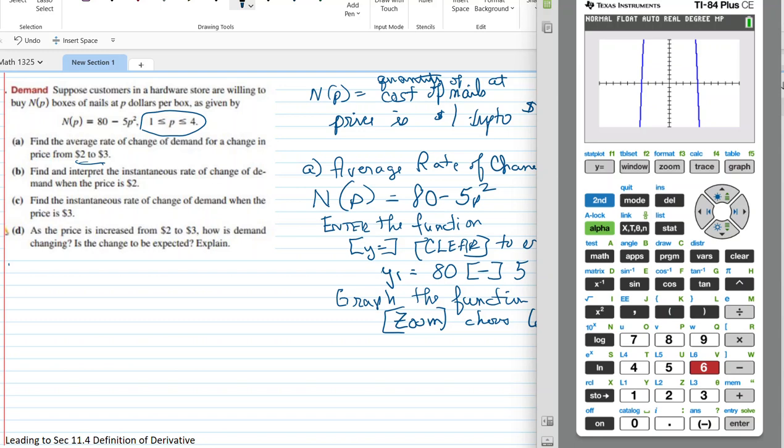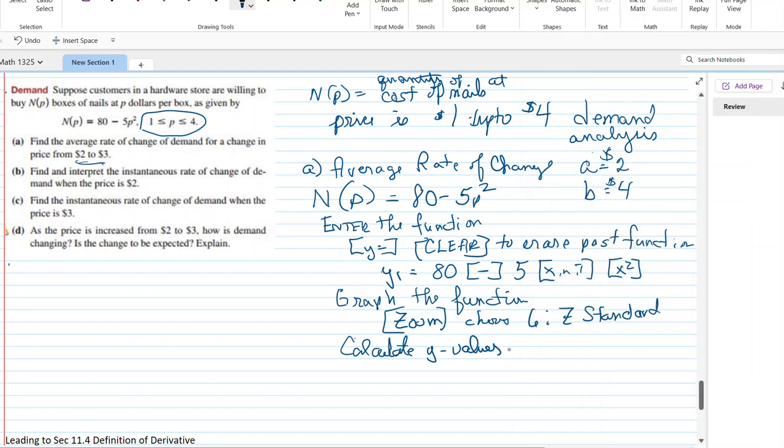Now, we could go to the top. It would have to be like an 80. But we'll see what we can do with this. So now we want to calculate Y values or output, the number of boxes for the cost. So we want to do F of 2, and we want to do F of 3. Okay, the two prices. So here we go.